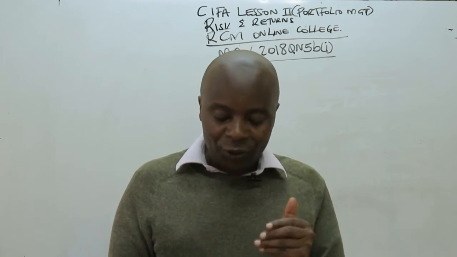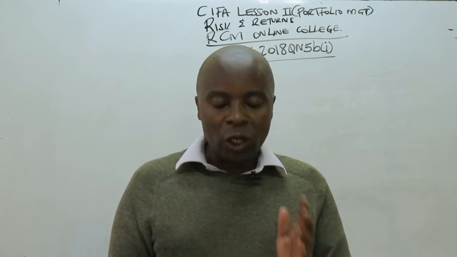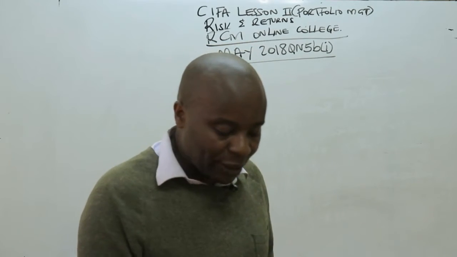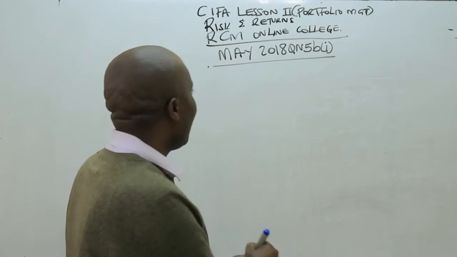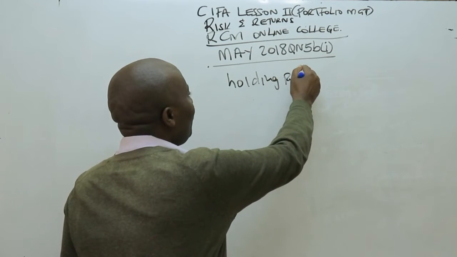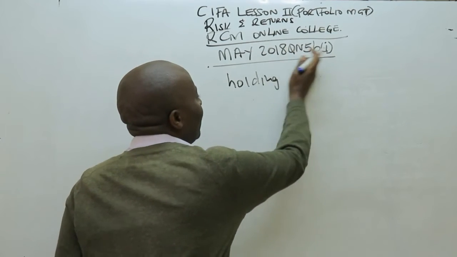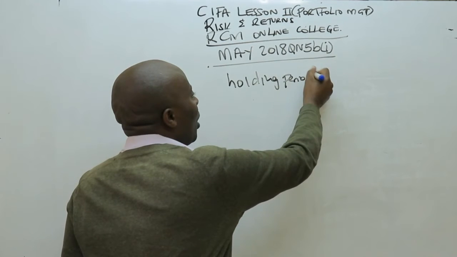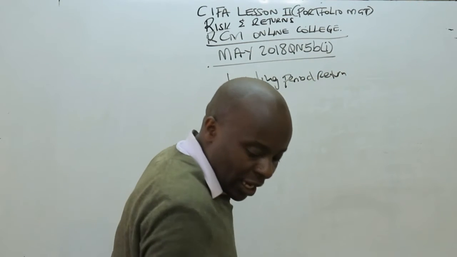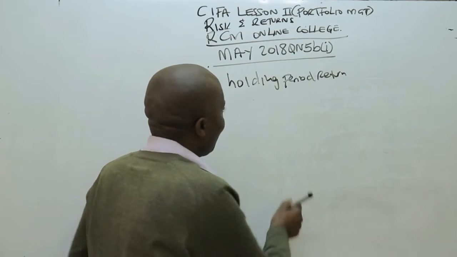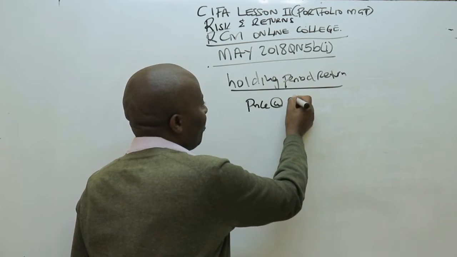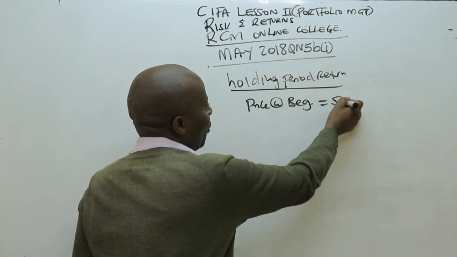I'm concerned with the returns, and as such, I'll only do Roman 1 and Roman 2. Ladies and gentlemen, whenever you have an examiner who wants you to get holding period return, and then this examiner happens to have given you some information. Perhaps it tells you the price at the beginning, for example, 50.